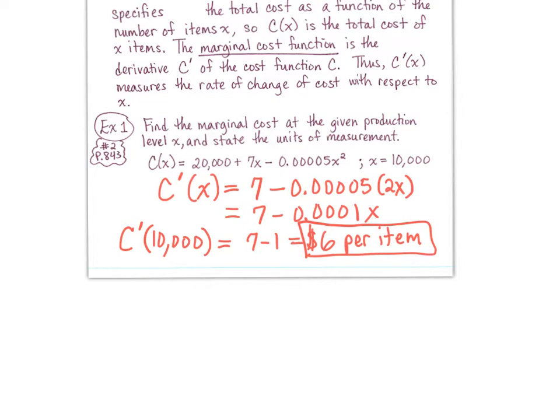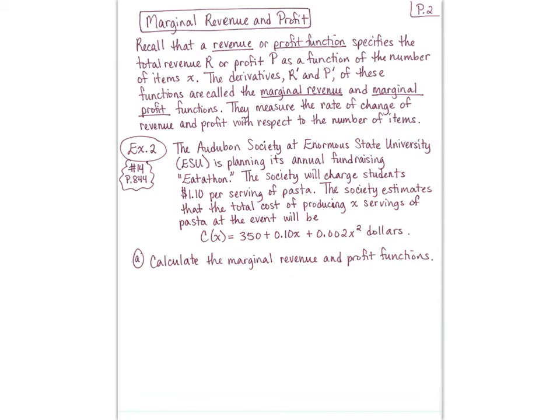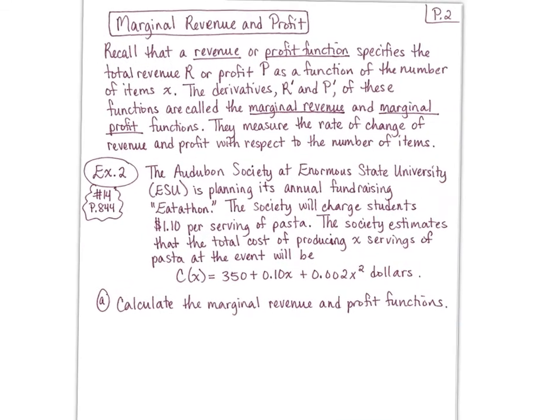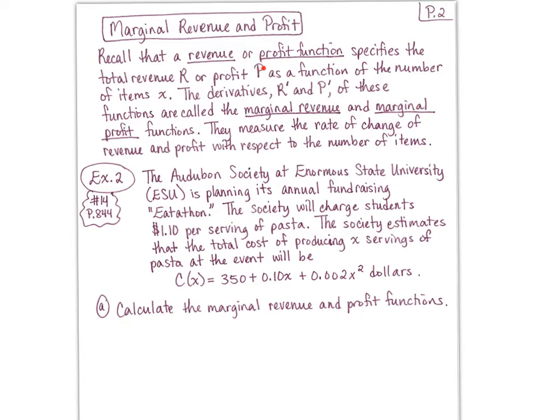Okay, let's talk about marginal revenue and profit. Recall that a revenue or profit function specifies the total revenue R or profit P as a function of the number of items x. The derivatives R prime and P prime of these functions are called the marginal revenue and marginal profit functions. They measure the rate of change of revenue and profit with respect to the number of items.